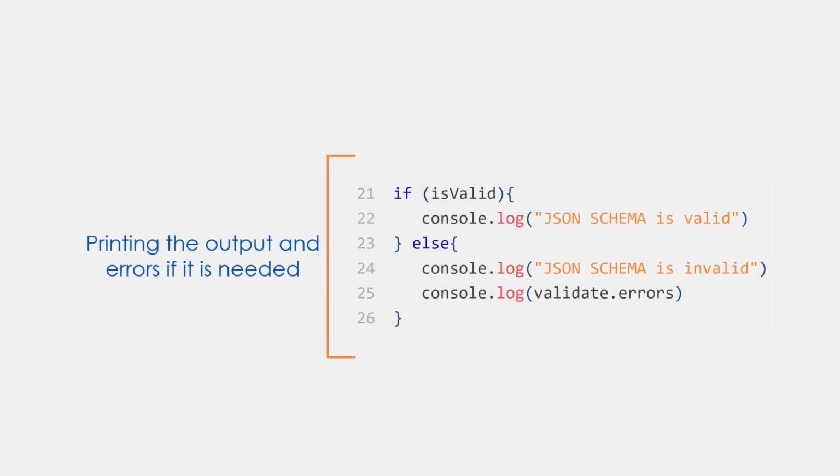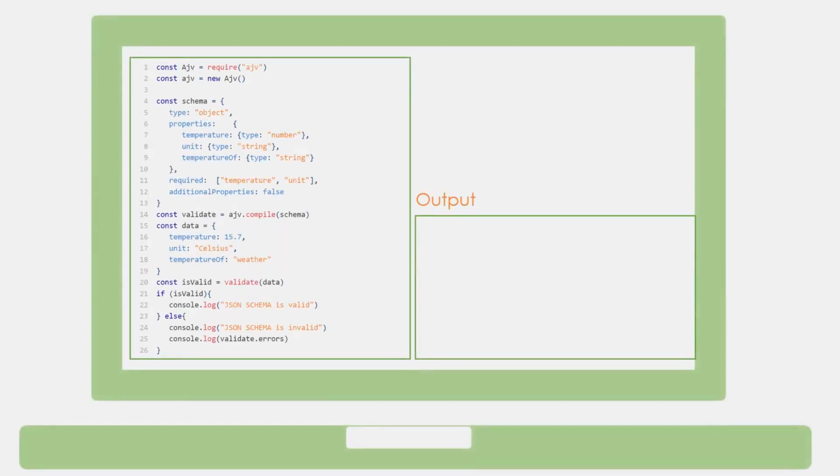This step is for printing the result of the validation. If isValid is true, then it prints "JSON input is valid according to schema." Otherwise, it prints "JSON input is not valid according to schema" and the error message. It outputs that input is valid since the data that we enter suits the predefined schema.